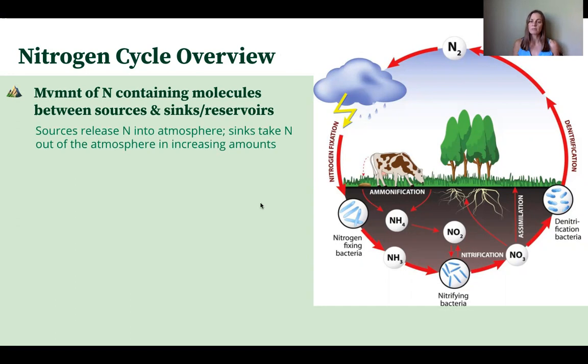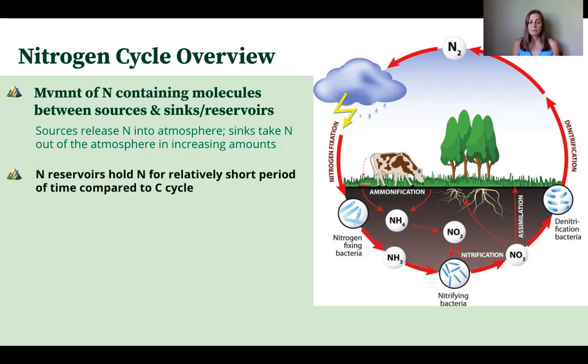Sources, of course, are going to be those that release nitrogen into the atmosphere or into other living things. Sinks are going to take nitrogen out of the atmosphere in increasing amounts. So remember, a sink takes in more than it releases. So nitrogen reservoirs hold nitrogen for relatively short amounts of time. You guys remember in the carbon cycle that there are reservoirs that hold carbon for very prolonged periods of time, like fossil fuels and rock. Nitrogen reservoirs are pretty short-lived.